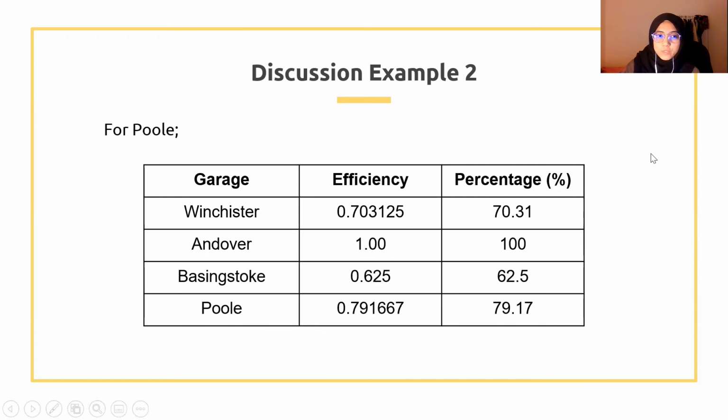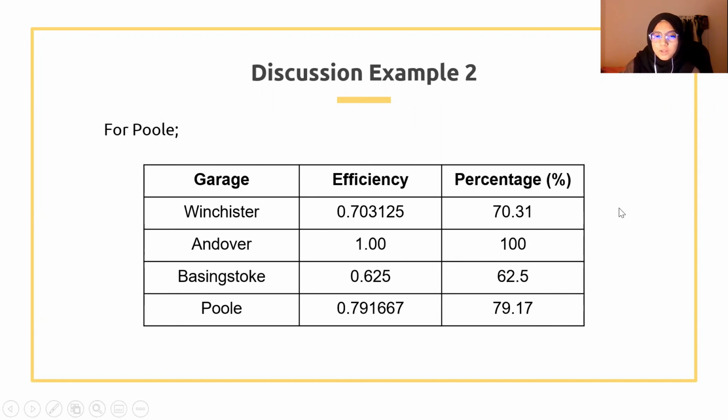The last one is Pool. You can see that the efficiency for Pool is 0.791667, which equals 79.17%. It is less than 1, so we can say that this garage is inefficient. We are going to find the reference set, the target values to compare. We need to compare with Andover, which has an efficiency of 1, equal to 100%.